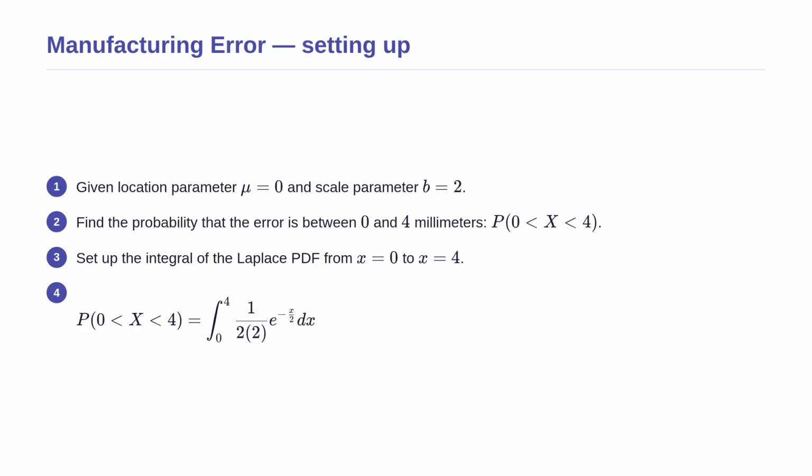Now that we have our formulas, let us apply them to a real-world manufacturing problem. Suppose a manufacturing error follows a Laplace distribution with a central location parameter of 0 millimeters and a scale parameter of 2 millimeters. We want to find the probability that the error is exactly between 0 and 4 millimeters. To find this, we must integrate the probability density function from our lower limit of 0 to our upper limit of 4. Since we are looking at the region greater than 0, the absolute value simply becomes x. We substitute our parameters to set up the integral.